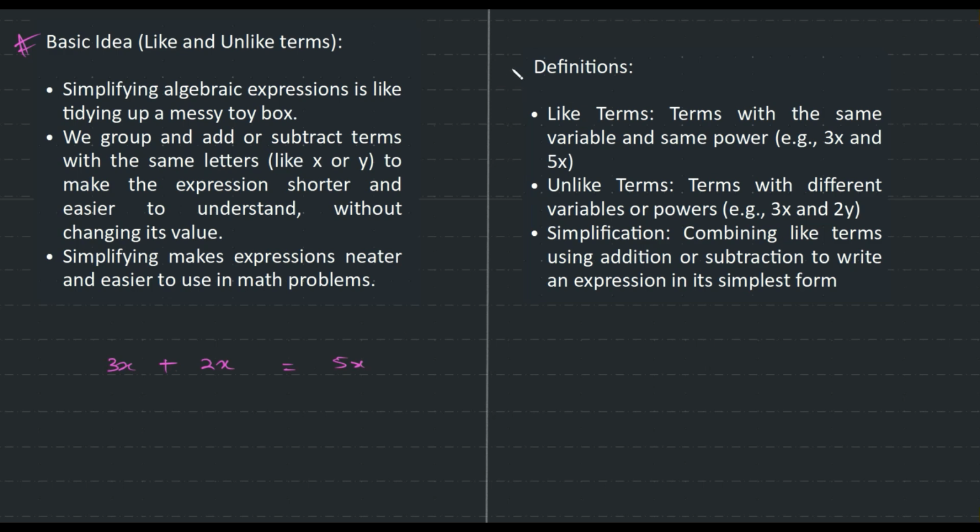So as a definition, like terms are terms which have the same variables and same power. So this might be new to you guys, so let's keep that apart. But as a definition, you should know that unlike terms are those with different variables or powers. Simplification is a process of combining like terms using addition or subtraction to write an expression in its simplest form. So this is an example of simplification.